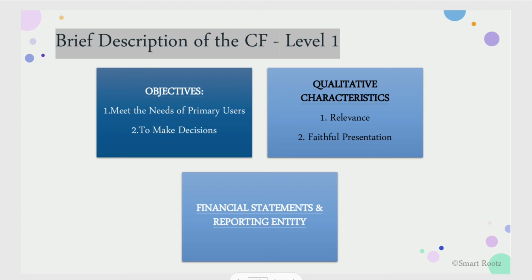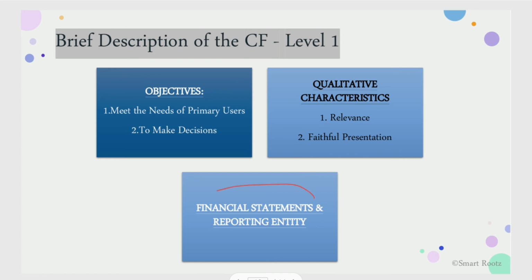So it should be relevant to the user who is going to get these financial statements, and it should also be faithful. It should be free from bias, neutral, and based on the concept of prudence, that is, provide for the expected losses. These are the qualitative characteristics that financial reporting should aim to provide.